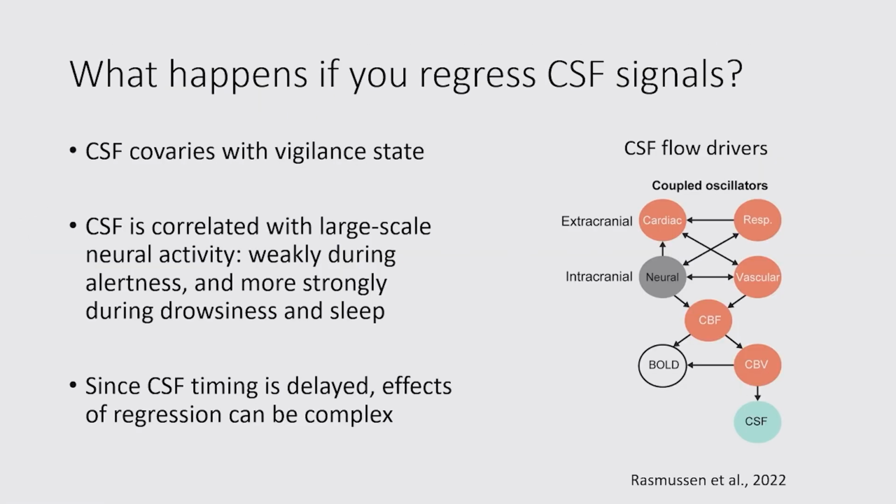So I think something to be aware of if you're going to regress out CSF signals is that the CSF signal has a lot of functional meaning to it. It co-varies with vigilance state, so the effect of doing this is going to depend on what vigilance state your participants were in. And it's actually correlated with large-scale neuronal activity, both because of local neurovascular coupling and also because neural activity changes with autonomic state. And since CSF timing is delayed relative to neural activity, regressing it out can have complicated effects. So it might be that for your task in your study, that's the right thing to do, but it might be that it's also introducing signals you might not have intended, and so I encourage you all to look at the CSF in your data and consider what it's doing in the task setting that you are using for your study.